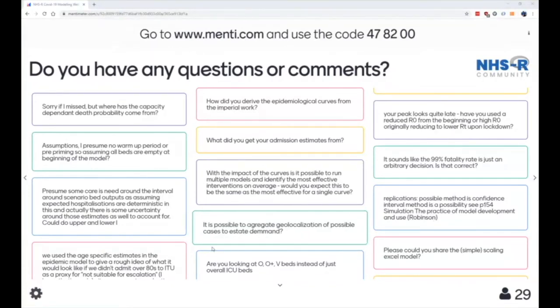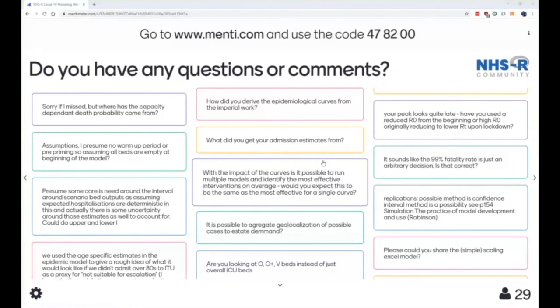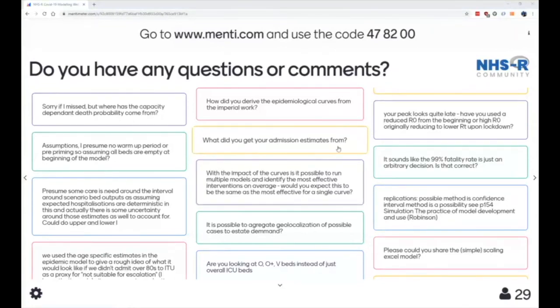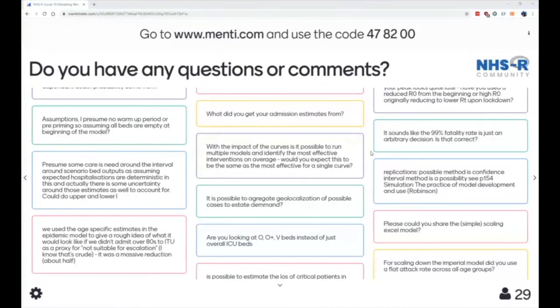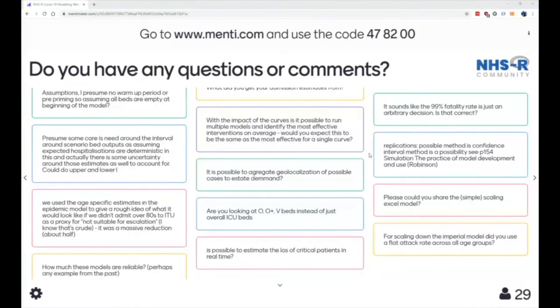Great, thanks. So the next question is, what did you get your admission estimates from? Is that from your own local data or from some of the papers? So admission estimates, I think this is referring to the demand curves, the epidemic curves in terms of the daily demand for intensive care beds. That's through the Imperial College report, or whatever epidemic curve you're using in order to get that profile of demand for beds over time. Great, thank you.